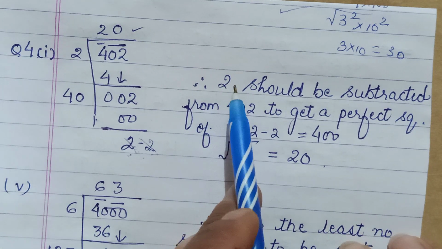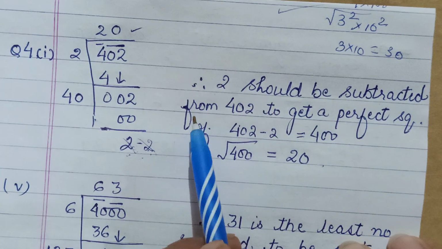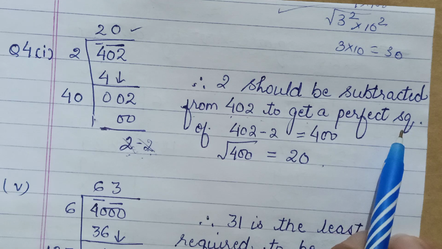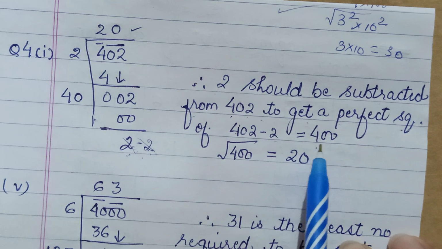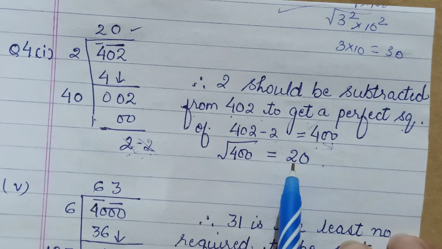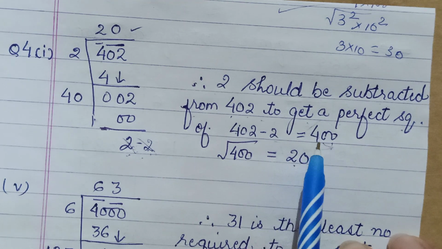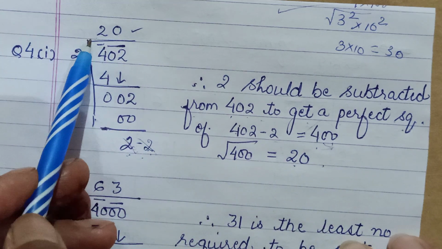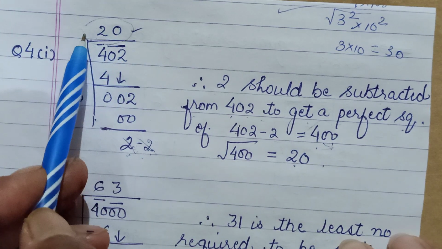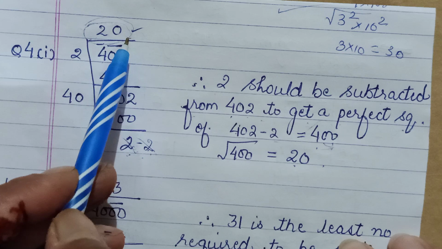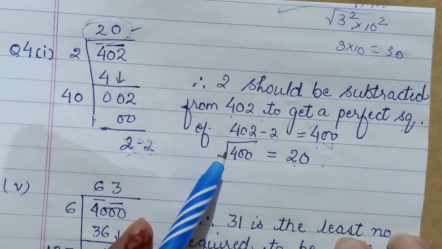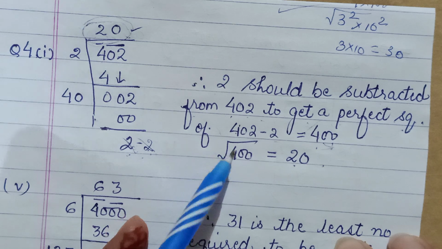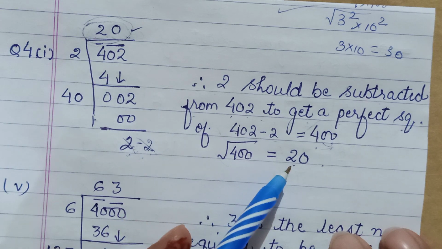So we will say 2 should be subtracted from 402 to get a perfect square, and 402 minus 2 will become 400, and 400 is a perfect square. Out of the 2 zeros, one 0 comes, under root of 4 is 2. Anyways, that is another trick, and from here we already know the quotient becomes our square root. So the quotient out here was 20. So under root of 400 would be 20.